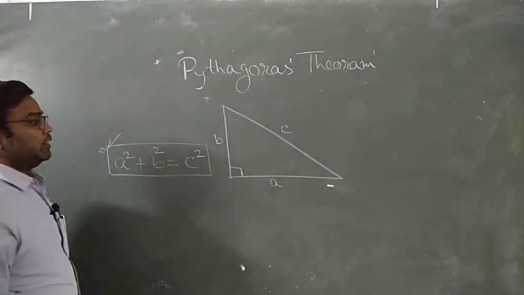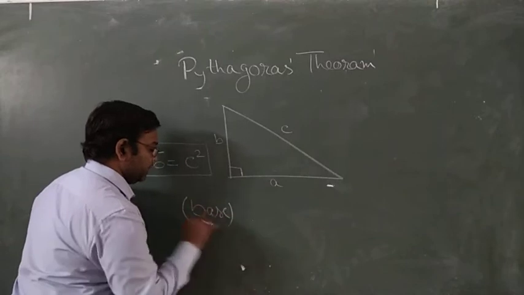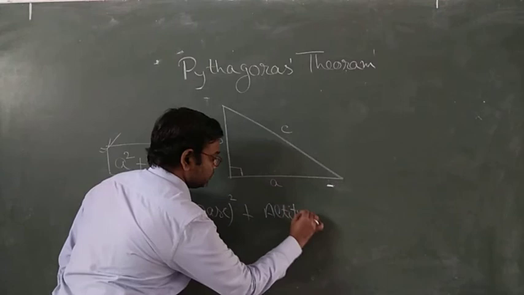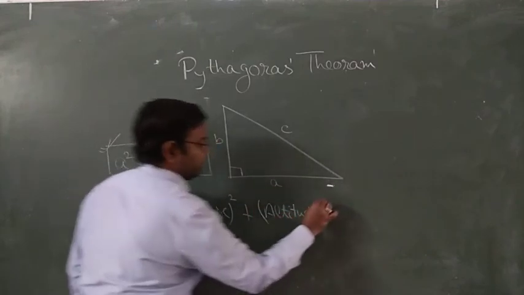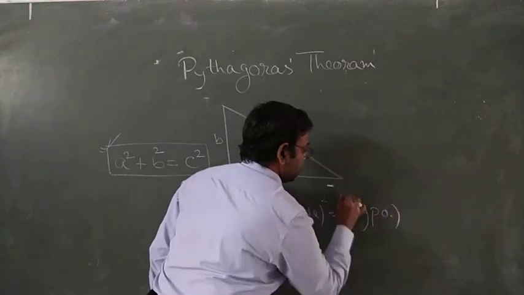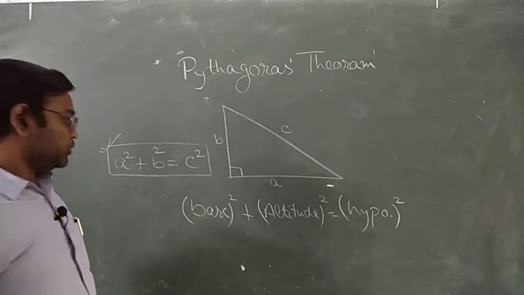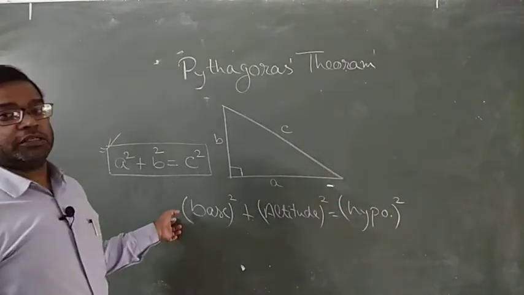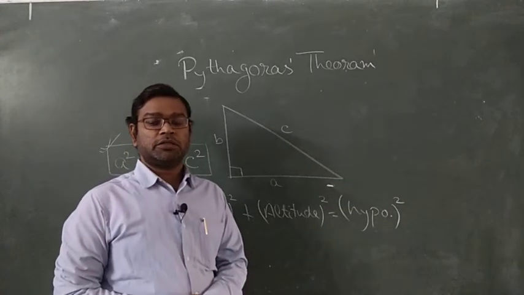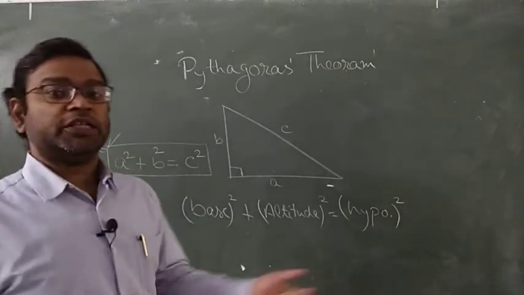This can be written as sum of base square plus altitude square is equal to hypotenuse square. The spelling is very long, so I am writing in short. So this is the conclusion of Pythagoras theorem. Let's apply this on some questions and learn how we use Pythagoras theorem on various problems.